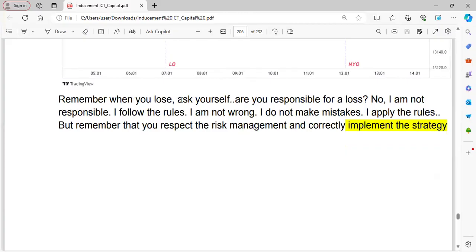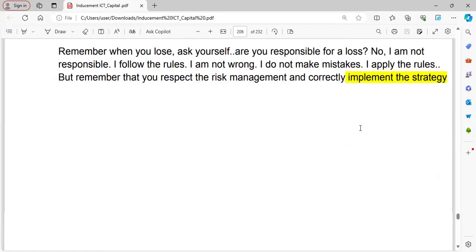Remember, when you lose, ask yourself: are you responsible for the loss? No, I am not responsible. I followed the rules. I am not wrong. I do not make mistakes. I applied the rules. But remember that you must respect risk management and correctly implement the strategy.